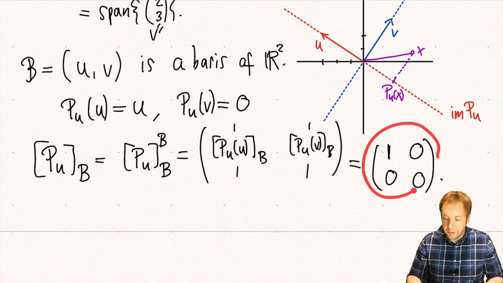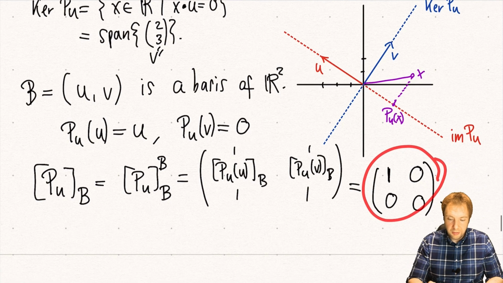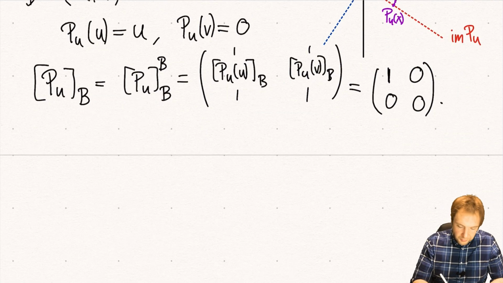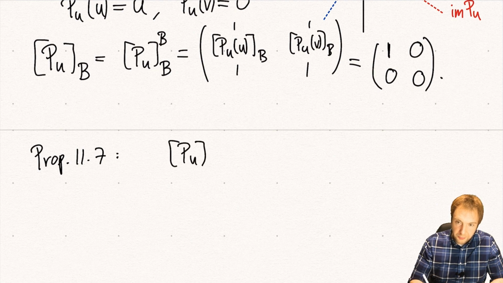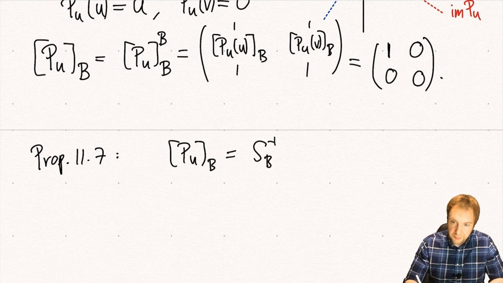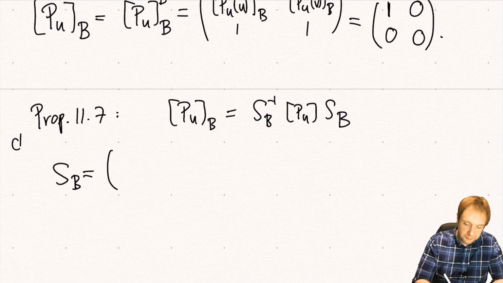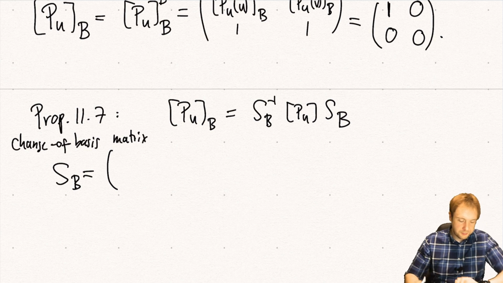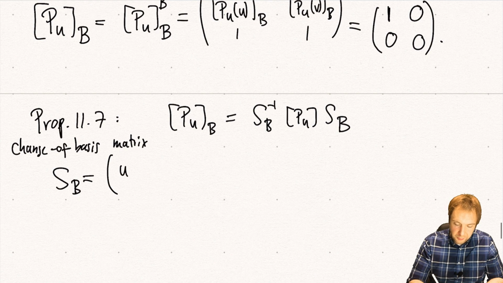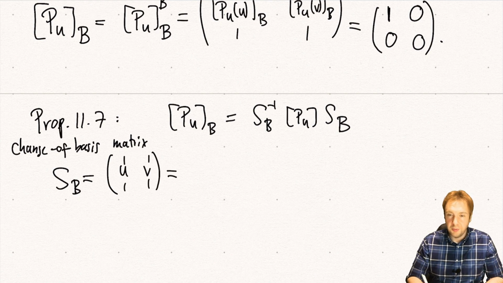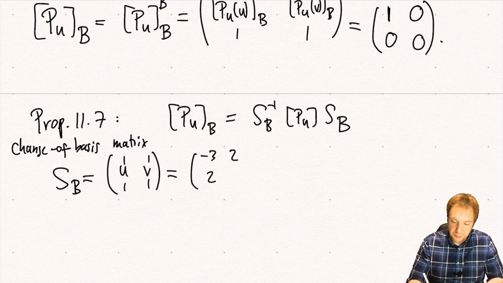And with this we can also now calculate the matrix of Pu. So recall by this proposition we had before, the matrix of Pu with respect to a basis B is SB inverse times the matrix of Pu times SB. So what is SB? SB is in our case the change of basis matrix. So this just means we write here the vector u and here the vector v. So in this case it's (-3, 2) and (2, 3).